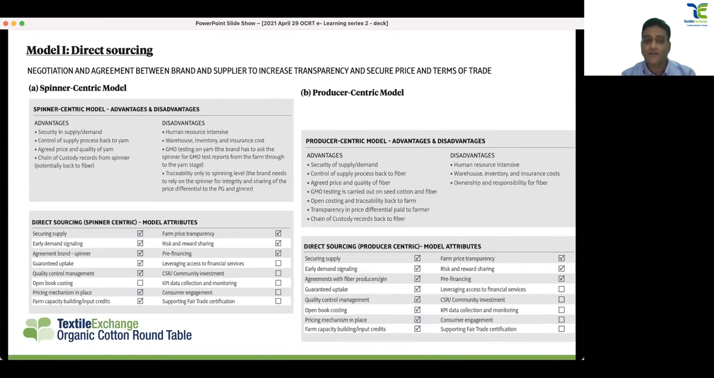Secure supply for the long term, you have control on supply till the fiber, not only the yarn. You have aggregated price till the fiber, more control on the GMO reports, and more open costing discussions you can have with the producer group. Maybe you can invest more. One of the biggest things about this producer-centric model is traceability till the farm. If you use the standard, there is traceability, but it's on a consent basis. But if you work on a producer-centric model, you know where your material is coming from, and of course you have a chain of custody. So those are the two models directly linked to the direct sourcing model.